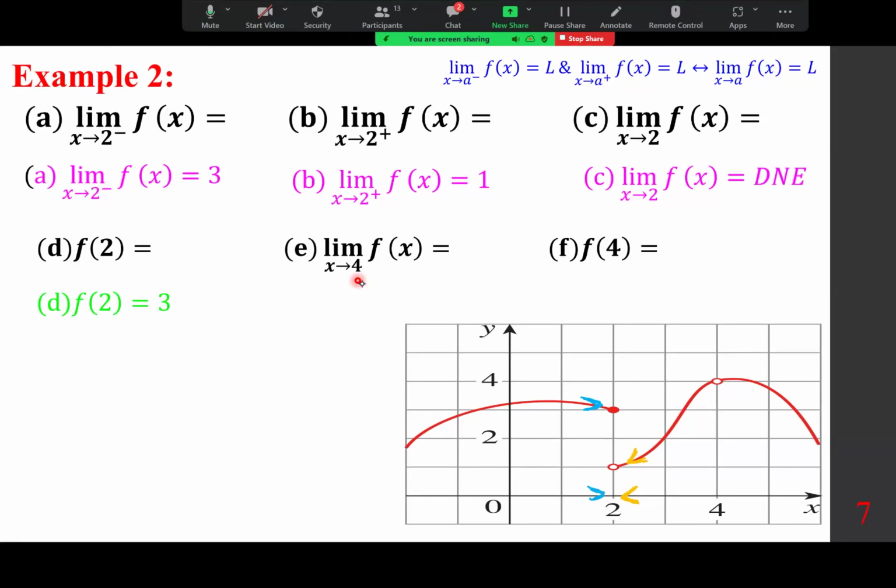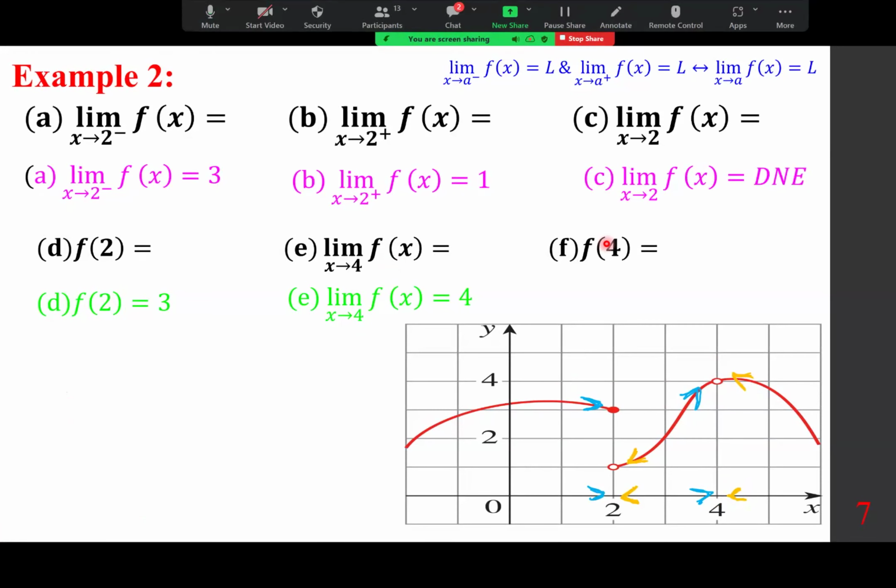What is the limit of f of x as x approaches 4? Here's number 4. From the left side of number 4, we are moving this way. From the right side of number 4, we are moving this way. And whether we approach it this way or that way makes no difference. In both cases, we are moving towards this hole, which has a y coordinate 4. Therefore, the limit of f of x as x approaches 4 does exist, and it's equal to 4.